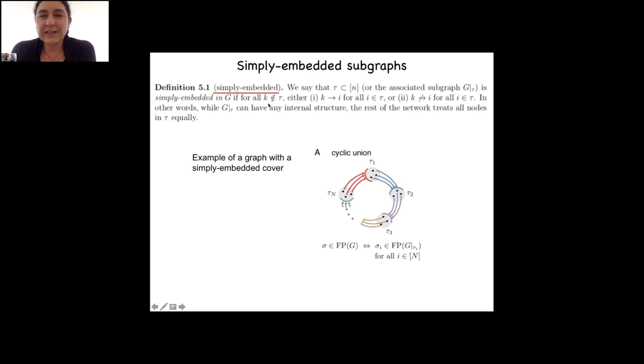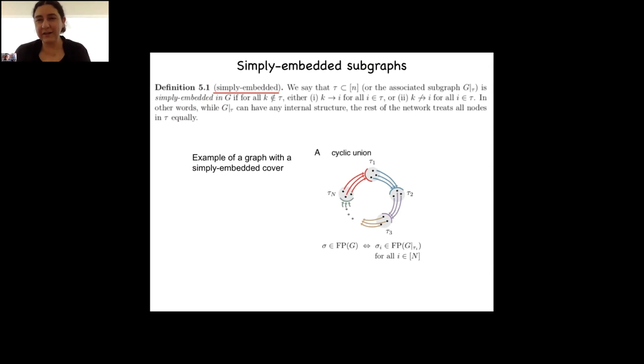It turns out that if we have subgraphs of a larger network that are simply embedded, in the sense that neurons outside the graph treat everyone in the graph in the same way, then we get additional structure that allows us to glue together fixed points of subnetworks to get the fixed points of the larger network. So the big question here is how do you relate fixed points of smaller networks or smaller graphical motifs to the dynamics of a larger network.